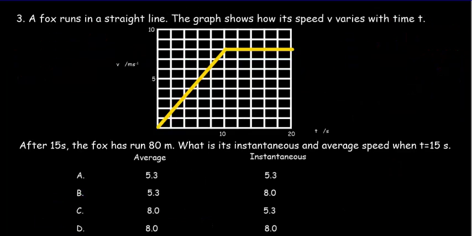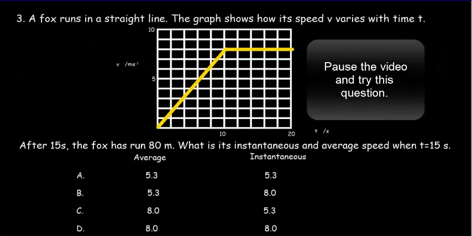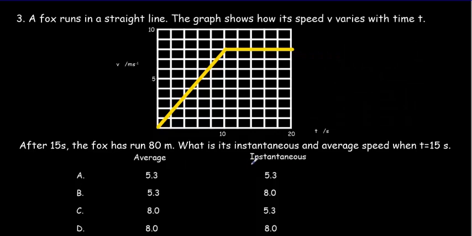Question 3 involves instantaneous and average speed. Pause the video, try the question, come back for the answer. So let's do the instantaneous speed first. So we're talking about what is the speed at 15 seconds. And you can see it's actually a constant speed. It's moving at 8 meters per second. The answer's got to be either B or D.